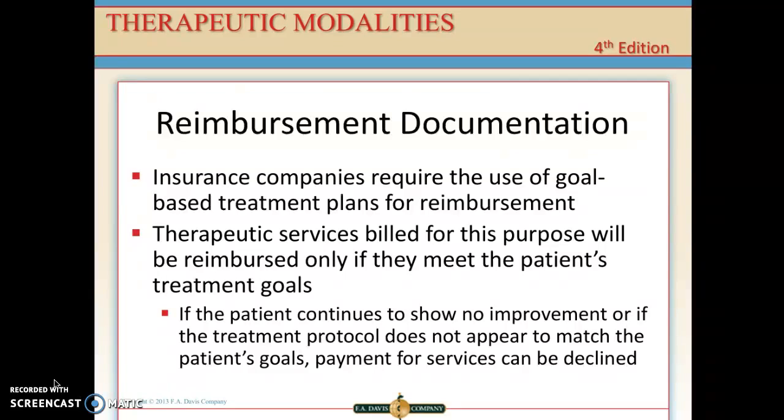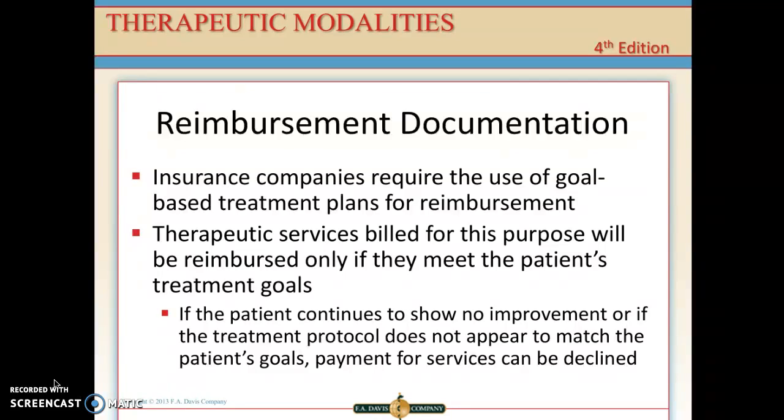This is another reason that I spent so much time with you guys the other day on goals. If the patient continues to show no improvement, or if the protocol does not appear to match the patient's goals, payment for services can be declined. So when you work in a situation in which you're trying to get reimbursed by an insurance company for athletic training services, you're going to have to be very savvy, very knowledgeable about what will be paid and what will be declined by the insurance company.